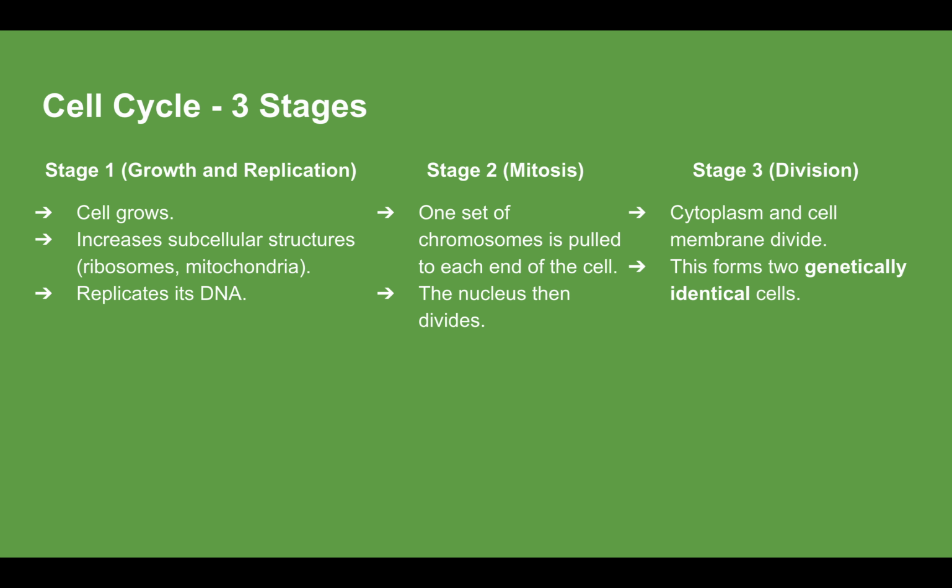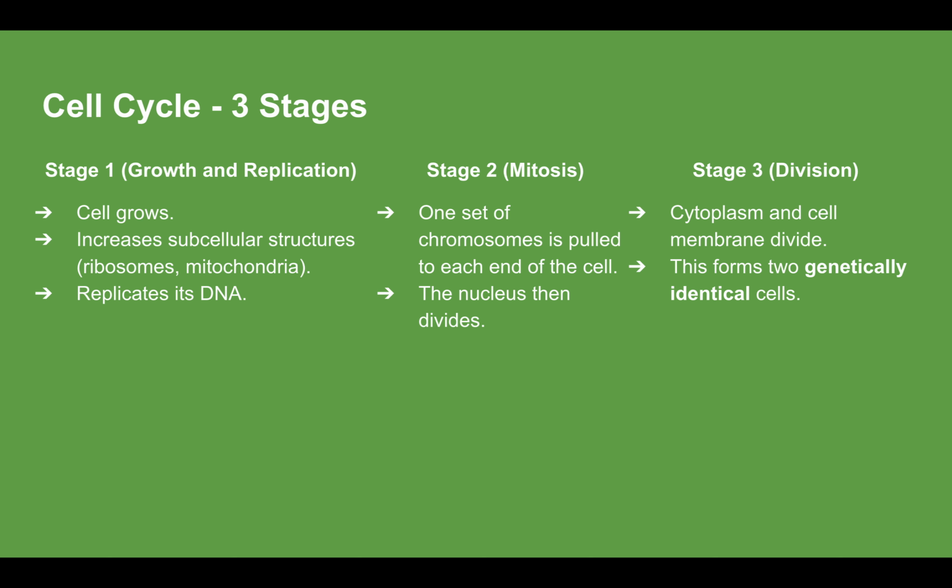Right, so here's the cell cycle. There's 3 key stages that you need to know. Stage 1 is growth and replication, stage 2 is mitosis, and stage 3 is division. Stage 1 consists of the cell growing, increasing the subcellular structures, ribosomes, mitochondria, and replicating its DNA.